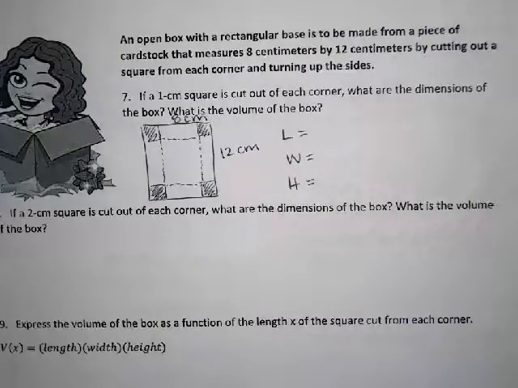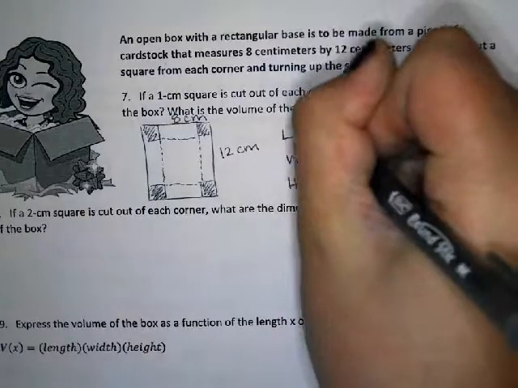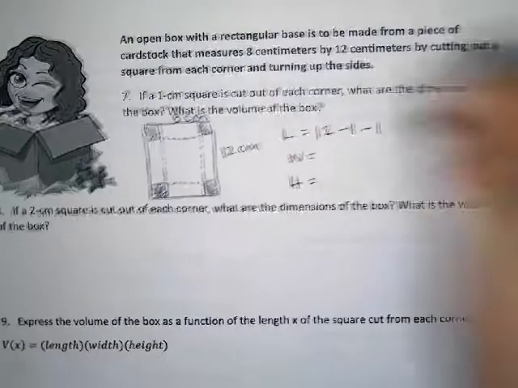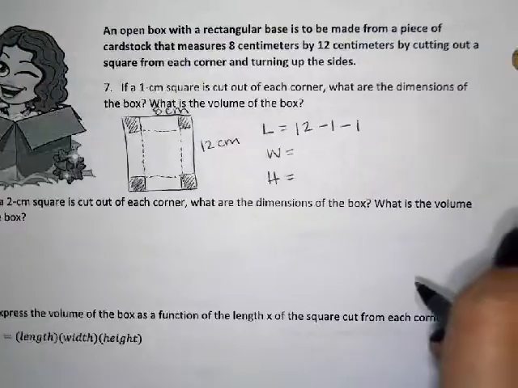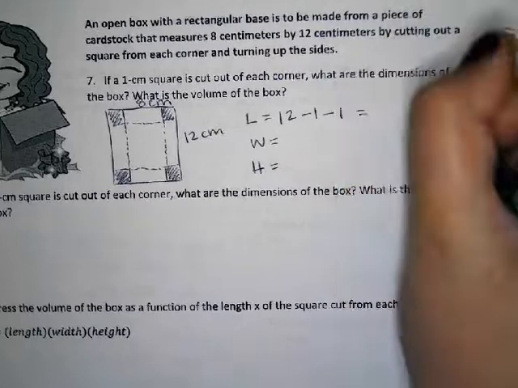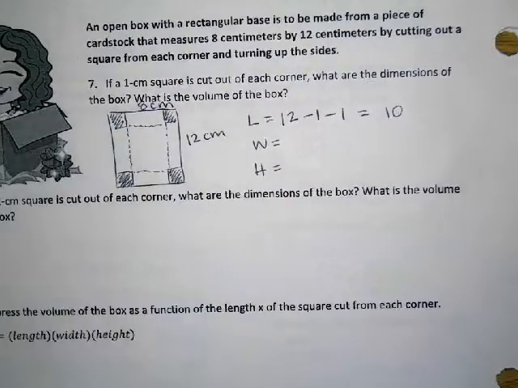So 12 was our length. We cut off a centimeter on one side. We cut off a centimeter on the other side. What's the new length? 10. Okay? So what I'm going to do is write it exactly like this because it's going to help us when we have a variable in the future. I'm going to write 12 minus 1 equals 10. My width when I started was 8. I minused a centimeter, and I get 6. I'm going to write it like this: 8 minus 1 equals 6.